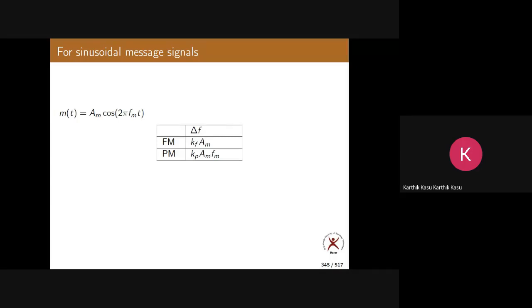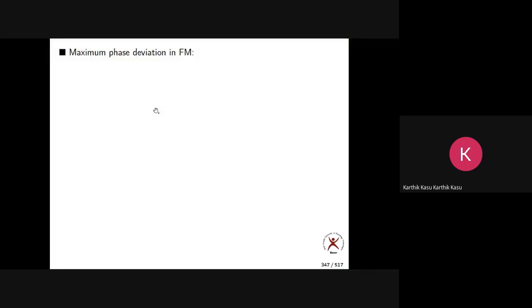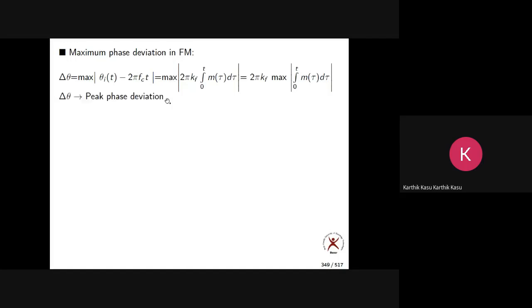Okay. So let us go to one more important aspect, that is called maximum phase deviation. I told you just now, phase deviation means the difference between the instantaneous phase and 2 pi fct. Now, delta theta equals the maximum of theta i(t) minus 2 pi fct. So substitute these values here. This is what you get, in case of FM, please remember. Finally, in case of PM, it will be like this.